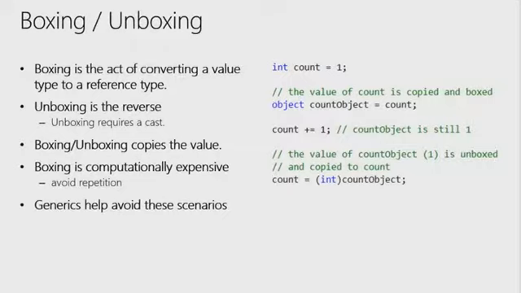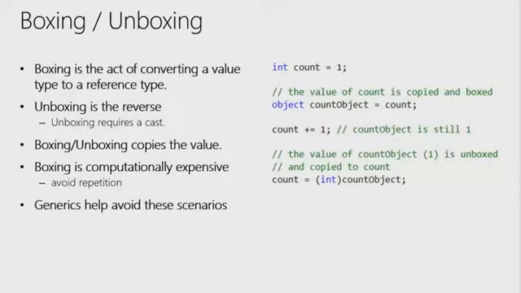So if we look at the example here on the right hand side, we have a value type of int count, which is equal to 1. We've created an object called count object. We then assign count to count object. Now from the developer's perspective, that's a simple assign. How hard can it be? Right. And we know an assignment is saying now they're the same thing.